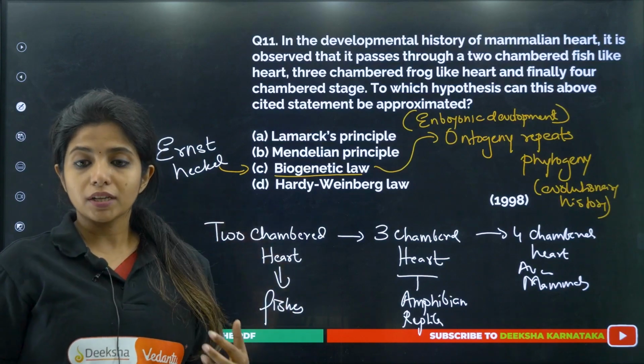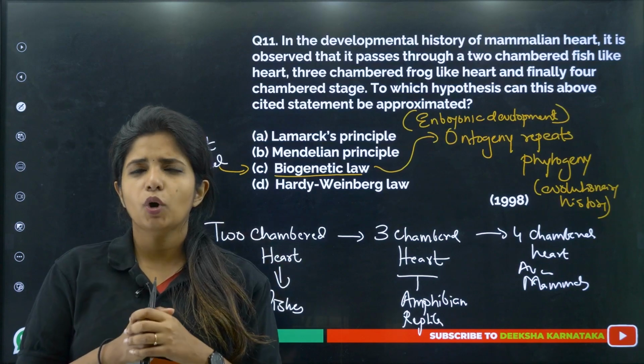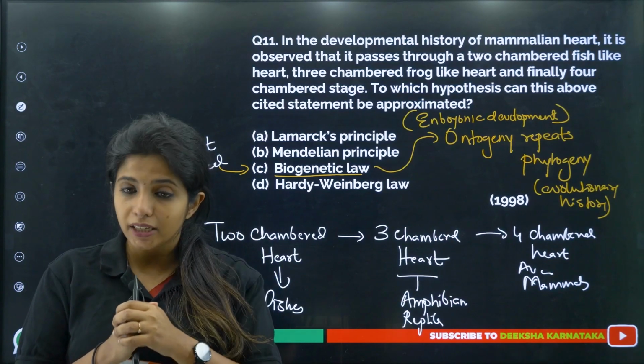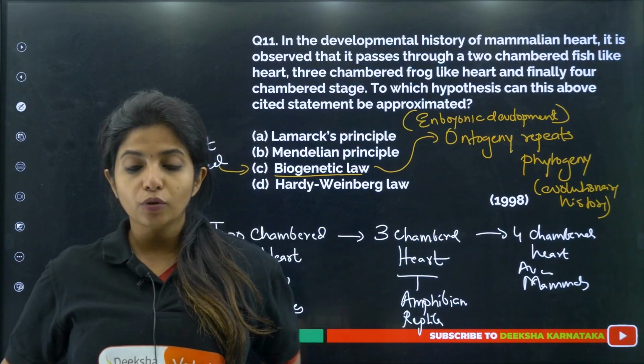Basically during the embryonic stage of us mammals, you could see these gill slits. Do we have gills? Has anyone of you seen your fellow human being to have gills?